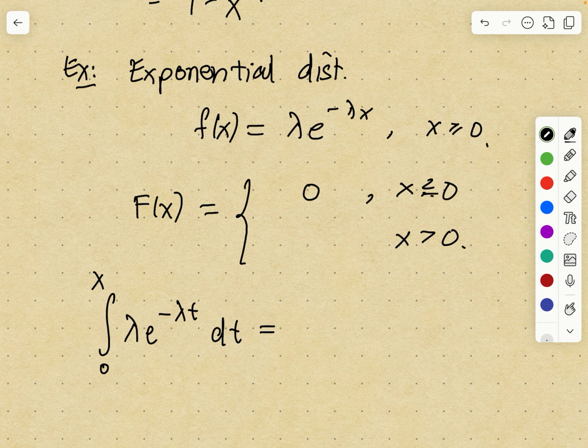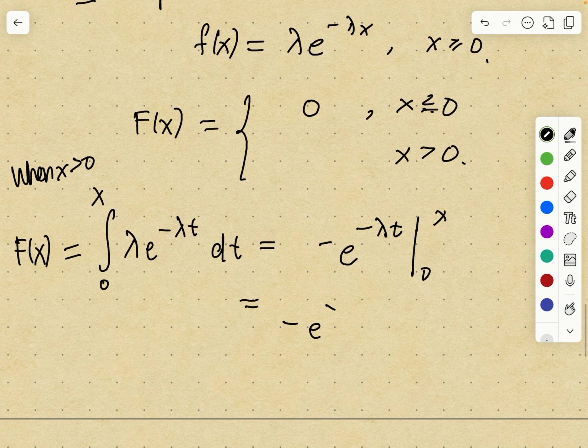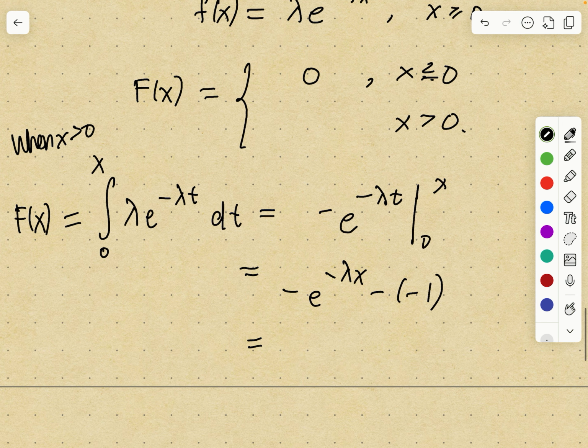And this is equal to minus e to the negative lambda t, right? From 0 to x. And so this is going to be negative e to the minus lambda x minus negative 1. So you're going to get 1 minus e to the minus lambda x. And this checks out because as x goes to infinity, capital F of x approaches 1.